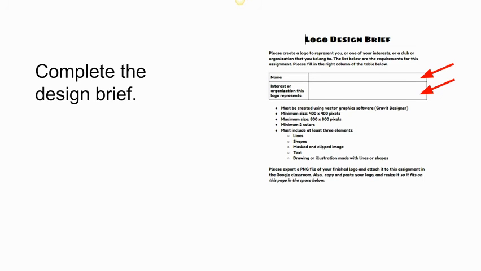You guys, there's a design brief as part of this assignment. If you're also in my Tech 2 class, you know what that is by now. This one is very simple. You're just going to look at the criteria for making the logo, and then you're going to fill in two things in that table in the right-hand boxes. Your name, and then what is either your interest, like your hobby, or an organization, like a club you belong to at school maybe, that you're going to create the logo for. Put that in that box. And then below that tells you what is required for the logo assignment.